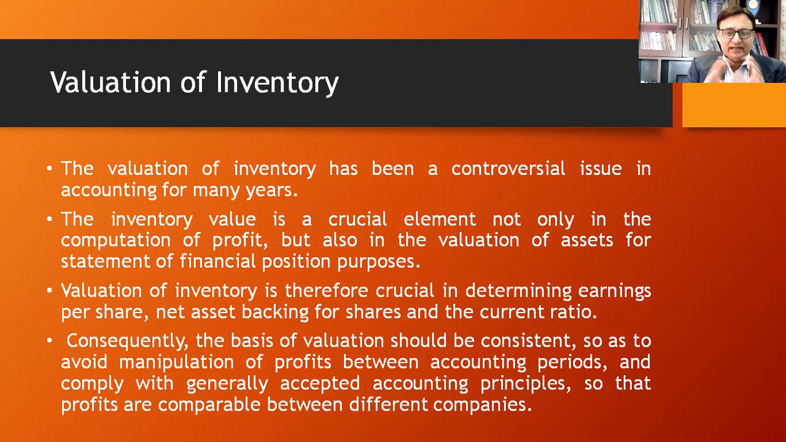So keeping in view all these things, we must ensure that the profit figure given by the company is accurate and comparable with other companies, and that its valuation for current asset purposes, to find out the liquid ratio or the current ratio, is genuine. Similarly, if profit is overstated or understated because of different methodologies of valuation of inventories, then the earnings per share will not be appropriate. So the net asset backing for share and the current ratio cannot be said to be accurate.